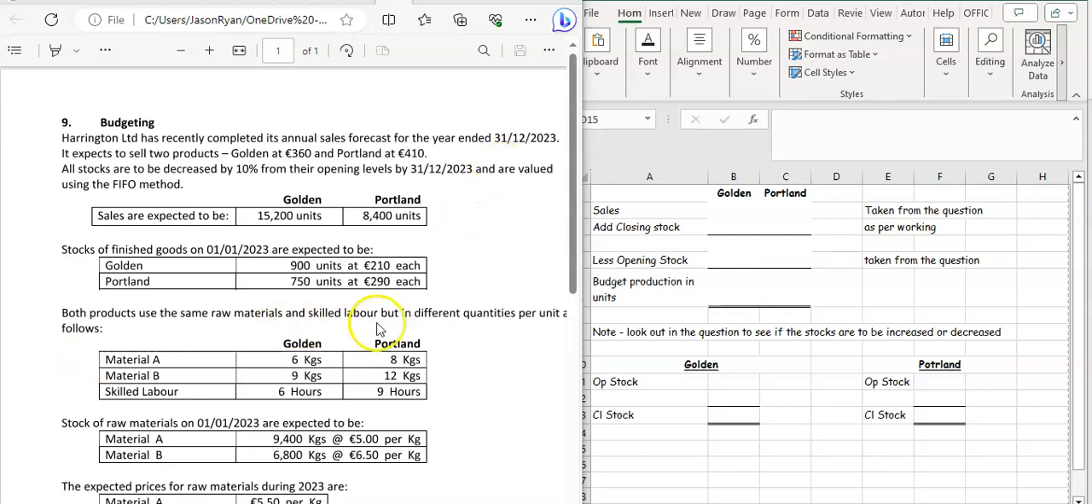Okay, so let's have a look at Harrington 2022 production budget question. Using this question, you'll be given information about two products that they're going to produce. They're producing Golden at 360, Portland at 410. This is an important piece of information. All stocks are to be decreased by 10% from their opening levels by the 31st of the 12th, 2023, and are valued using FIFO.